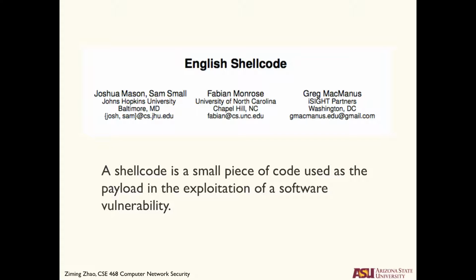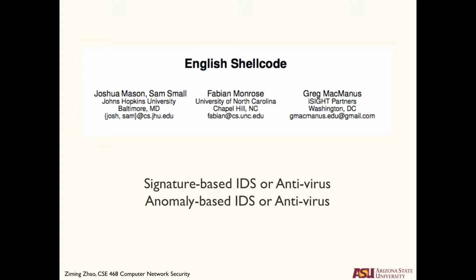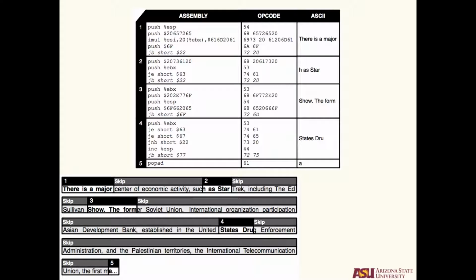And in this paper, they invented a new way to generate shellcode, which makes shellcode look exactly like plain English. So all the signature-based IDS or antivirus, also anomaly-based IDS or antivirus, do not work anymore because they are not using anything special, anything you can use as a signature. So imagine it's just plain text English. How can you use that as a signature? It could be just someone chatting with you.